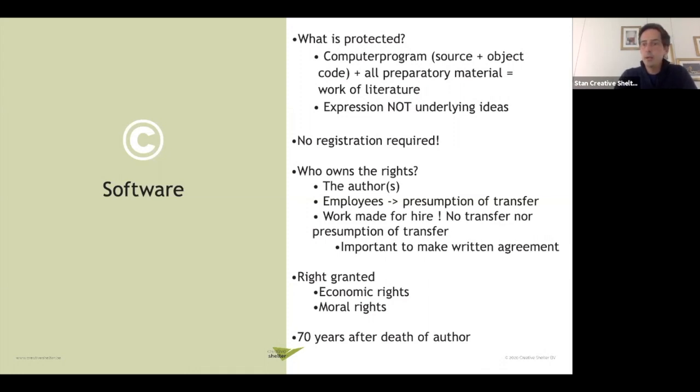So that means also here there's no registration required. As of the moment that you make this, you will be granted these author rights, these copyrights on the software. So again, here, who owns the rights? If you make it as a work for hire, there is no presumption of any transfer of any granting of rights to the one who gives you this assignment.